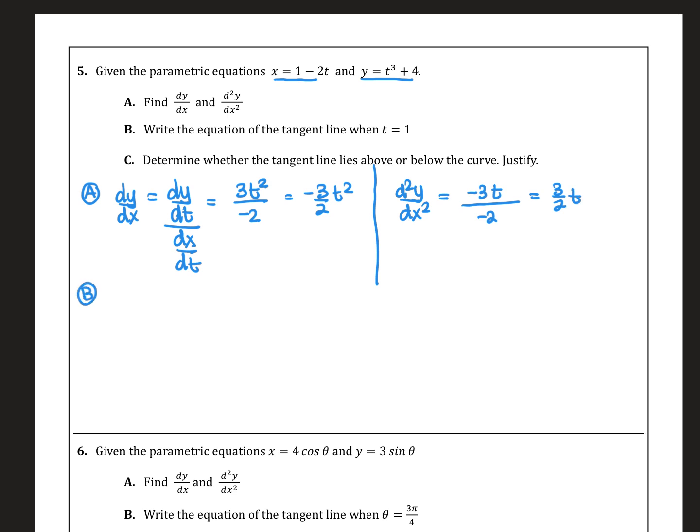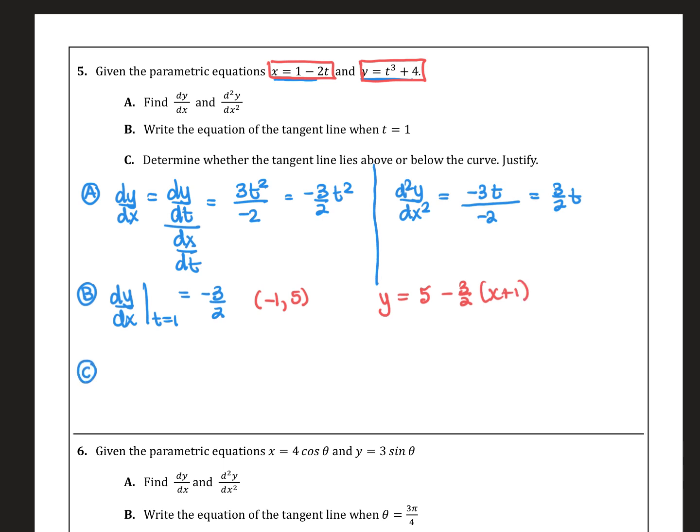Part B. It's asking for the equation of the tangent line when time is equal to 1. So we already calculated what the slope formula was. Now we're going to plug in 1. So our slope is negative 3/2. But we also need to find our point. You're going to go back up here and plug in the time, which is t equals 1. So our point is going to be negative 1, 5. So our equation of our tangent line is y equals 5 minus 3/2 times x plus 1.